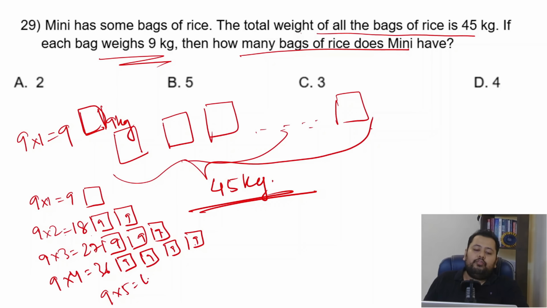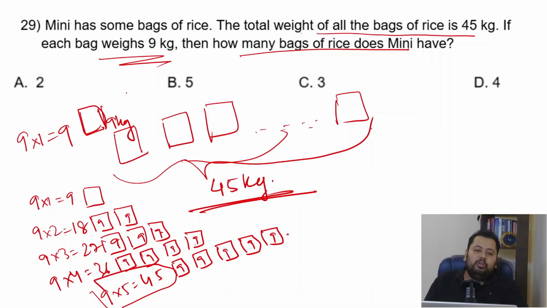9 fives are 45. So 5 bags of 9 kgs each, right? If you add 9 five times, you will get 45. So 9 fives are 45 and the total was 45, right? So when is it 45? When there are 5 bags of 9 kgs each, then you get the answer as 45. So option number B is your correct answer. Hope you got this one correct. If you did, give yourself a star.